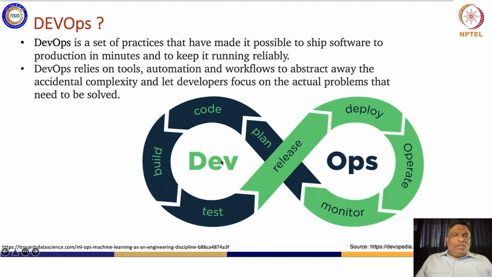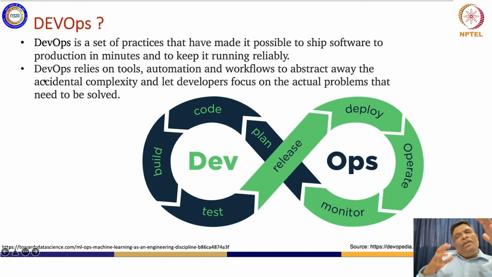So what does DevOps actually do? If you see the development portion of it, you have to plan, code, build, and test. Then once you do this for your software, you release it, and once you release it, you have to deploy it, operate it, and monitor it. So this portion is the operational part of your project implementation, whereas this is the development part of your project implementation phase.